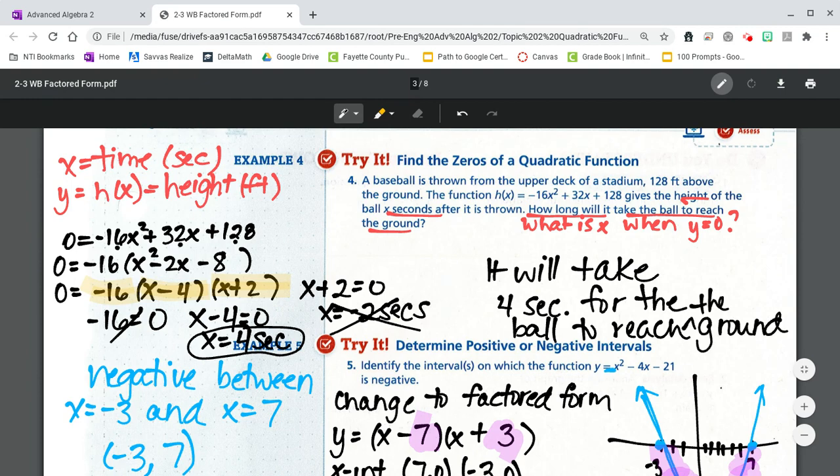Oh, we'll lift out the word the ground. Don't need that there. All right, so that concludes section 2-3.